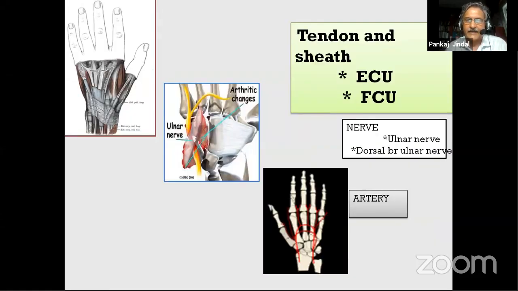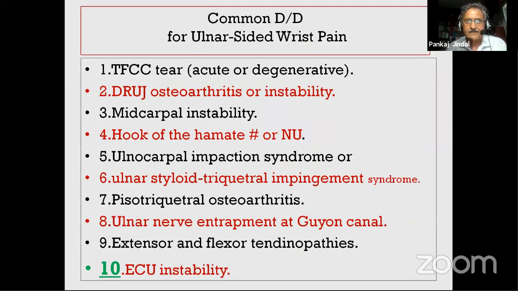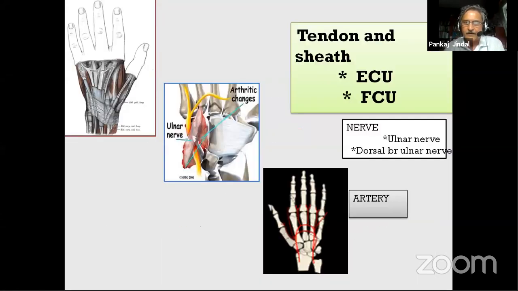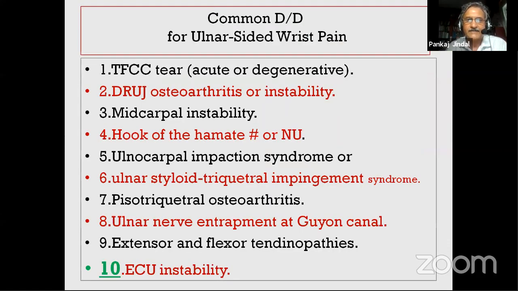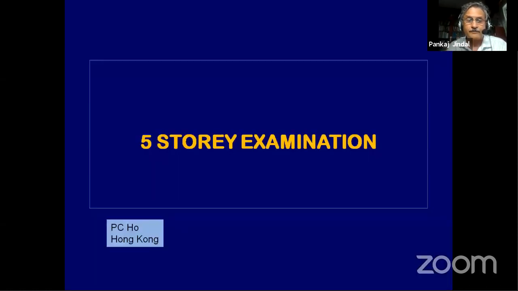It can be extensor carpi ulnaris, flexor carpi ulnaris here. Or it can be the nerve, the ulnar nerve, or it can be the artery. Any of them can give rise to a problem on the ulnar side here. I mentioned 30 earlier, and I said that is difficult, and 10 of them are common. And again, this is difficult to remember. So how do you go?